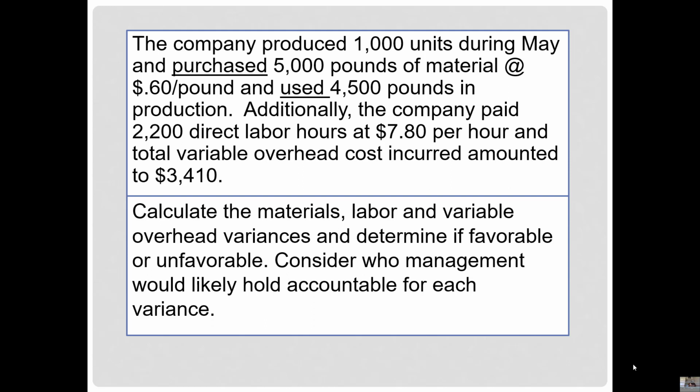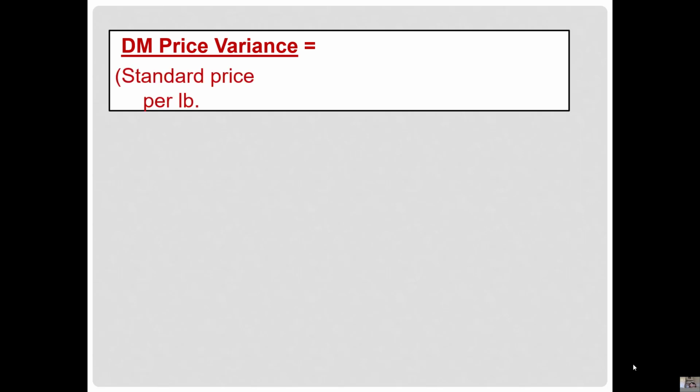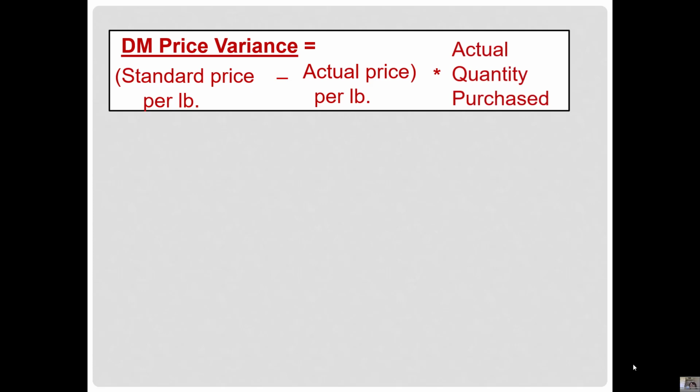So we have here a fairly comprehensive example looking at the variances. We're going to start by looking at the direct material price variance. Here you want to compare what you should have paid for materials to what you did pay for materials. So in parentheses, we'll take the standard price per pound and compare that to the actual price per pound. I always take standard minus actual in parentheses. Then you'll multiply by the quantity purchased to get the total dollar amount of the variance.